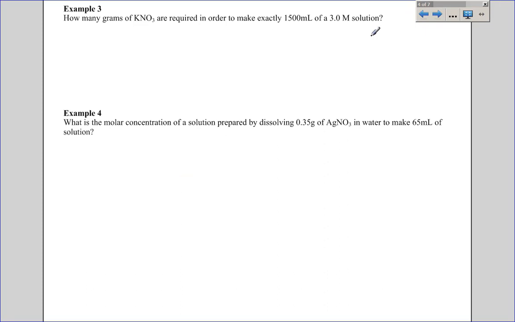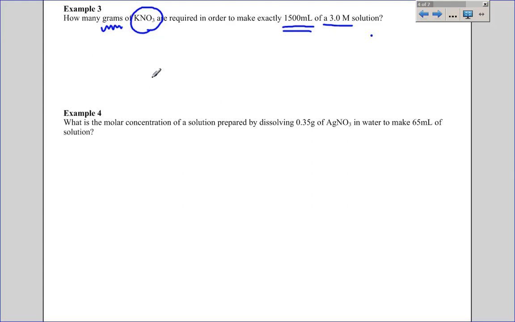In this next question, we're moving towards being able to prepare a solution of a given concentration. And this is something that I do on a very regular basis to prepare for experiments that students do. If I need a solution that is 3 mole per liter of potassium nitrate in order to do an experiment, and I've determined that based on all the numbers of students, I need 1,500 milliliters of solution, I need to figure out how many grams are required in order to make that solution.